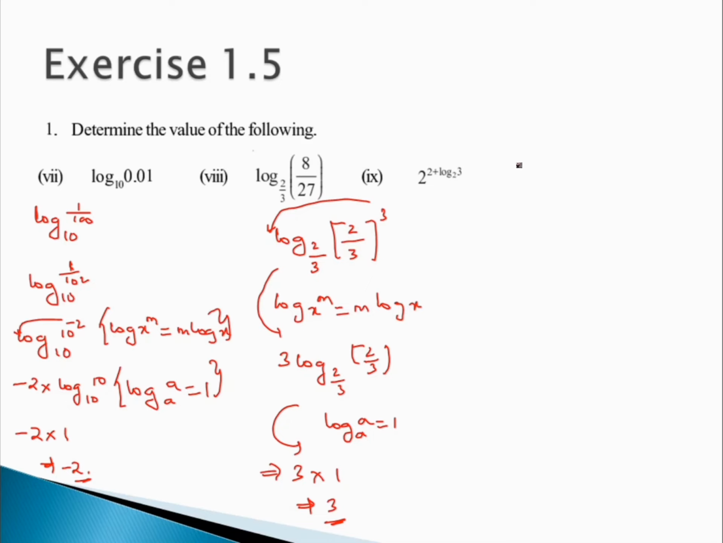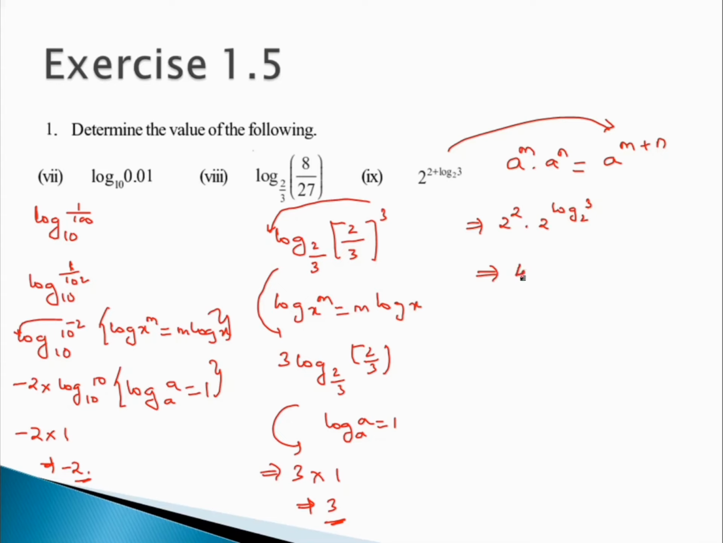Okay, we have a formula: a to the power of m into a to the power of n is a to the power of m plus n. By looking at this, the right side over here, I can directly write this as 2 square into 2 to the power of log 2 cube.